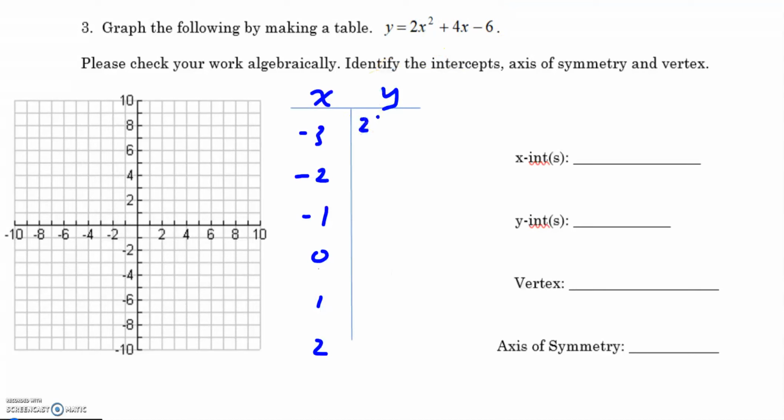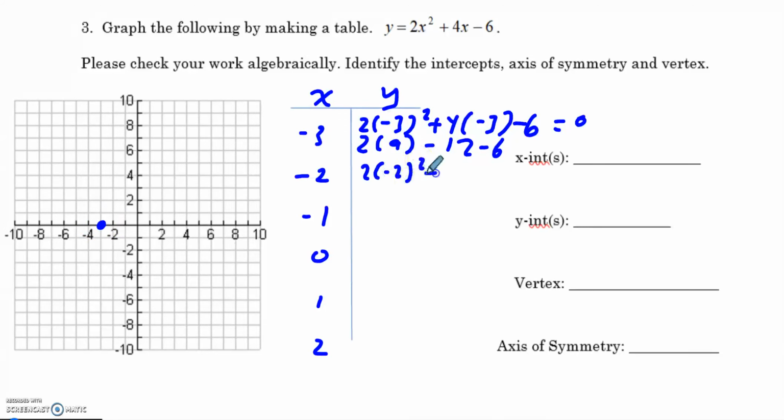So that would be 2 times -3 squared plus 4 times -3 minus 6. So that would be 2 times 9 minus 12 minus 6. 18 minus 12 is 6, minus 6 is 0. So I have the point -3, 0. If I plug -2 in, 2 times -2 squared plus 4 times -2 minus 6, that's 2 times 4 plus -8 minus 6. So that's 8 minus 8 minus 6. So this is a -6 output. So my next point is -2, -6.